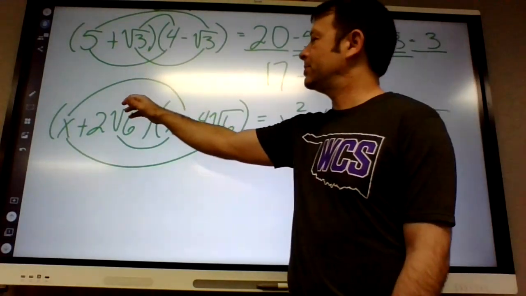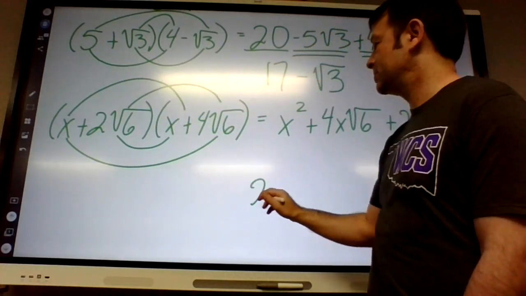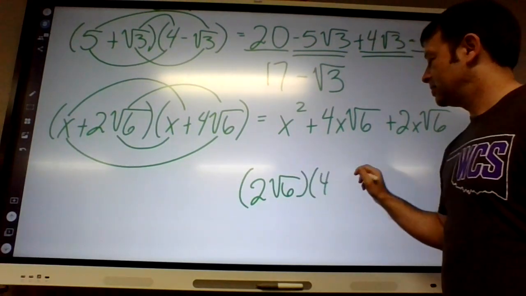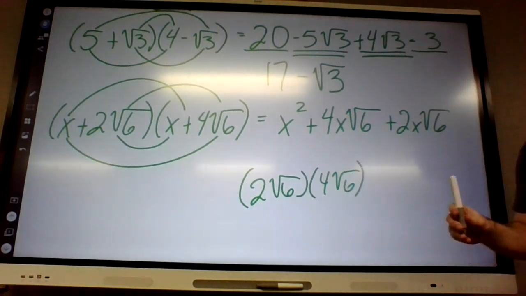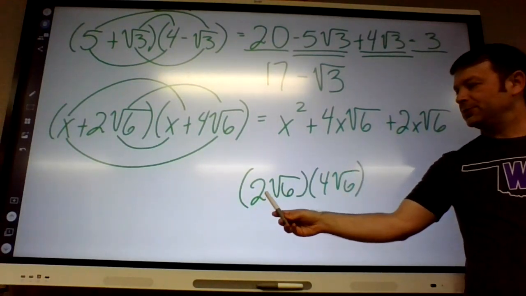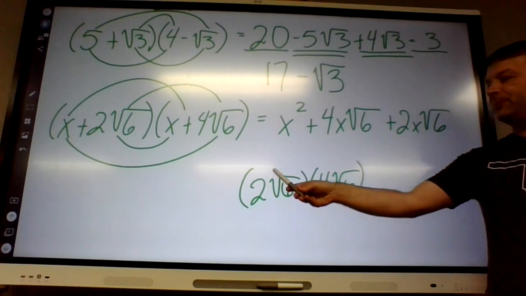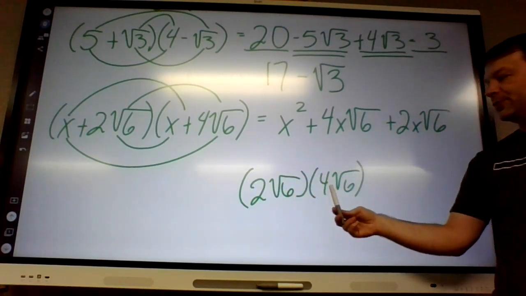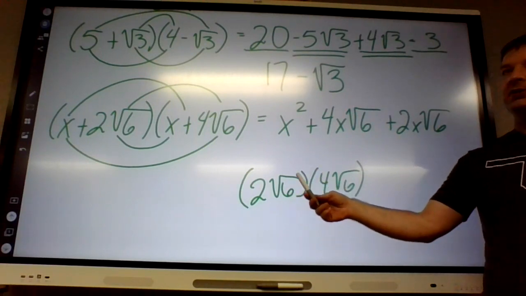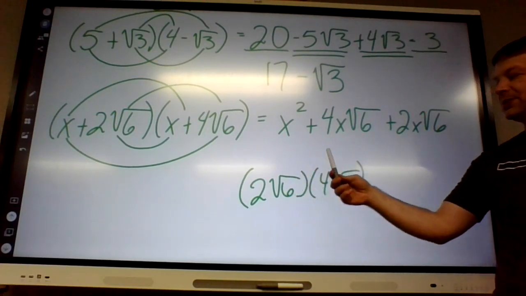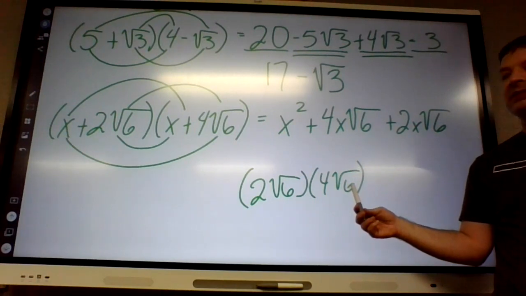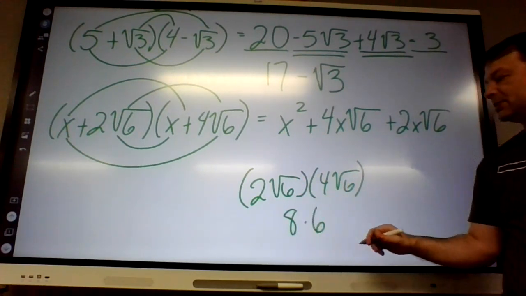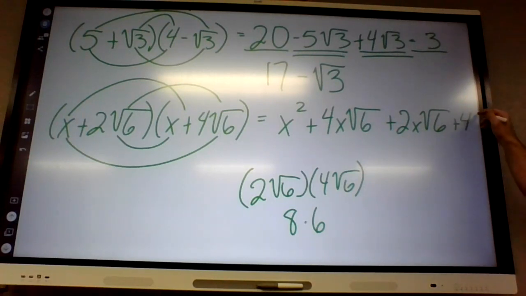This last one, so 2 square root of 6 times 4 square root of 6. 8 square root of 6? No. So what's 2 times 4? Since all this is multiply, multiply, multiply, you can multiply whatever you want together. 2 times 4 is 8 times square root of 6 times square root of 6. What's square root of 6 times square root of 6? 6. So altogether, this is 8 times 6. So 48.